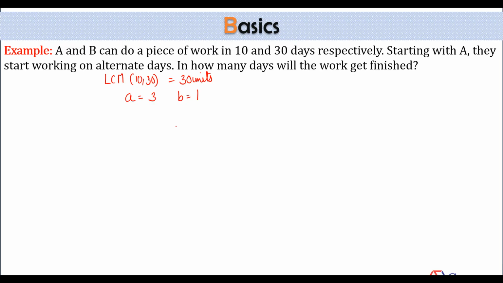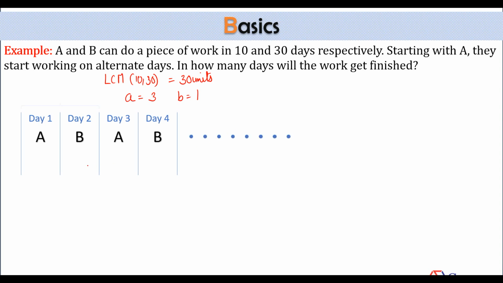Who is going to start the work again here? A. So on the first day, A will do 3 units. Second day, B will do 1 unit. Third day, again A will do 3 units. Fourth day, B will do 1 unit. So in every 2 days, the work done by them will be 3 plus 1, 4. The next 2 days, again 3 plus 1, 4. Each cycle will be of 2 days.